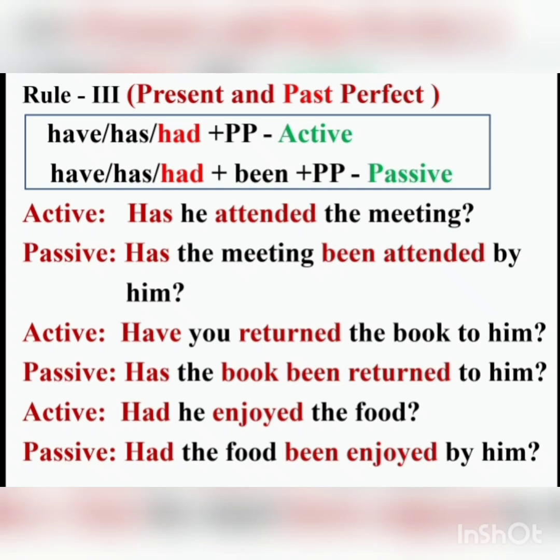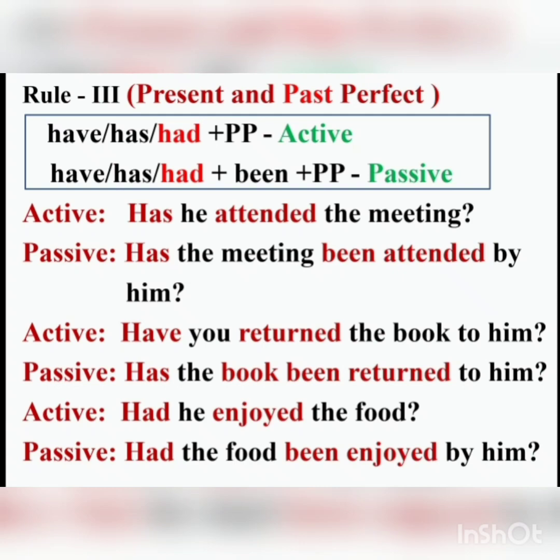Next one, have you written the book to him? Here the subject is you and the object is the book. Verb form is have written. So take the passive form, the book, singular. So use has. Has the book been written to him? By you. If you want, you can add the agent, or you can leave it off.